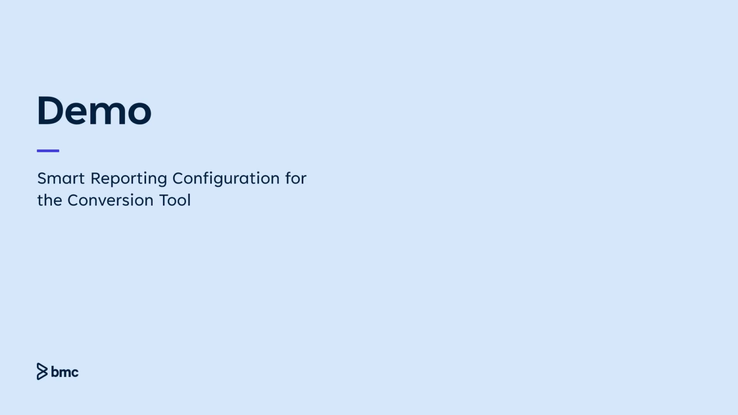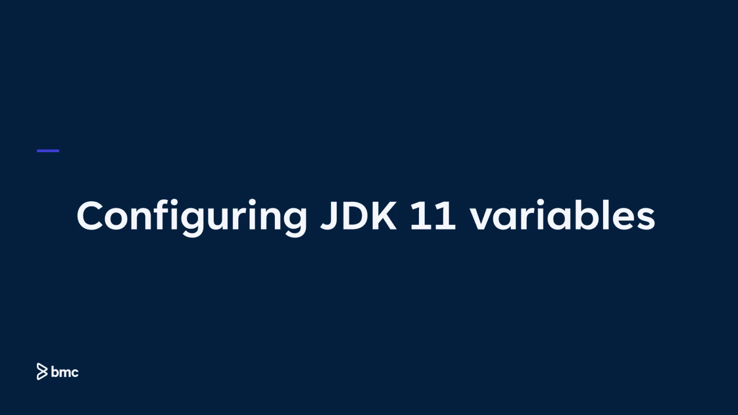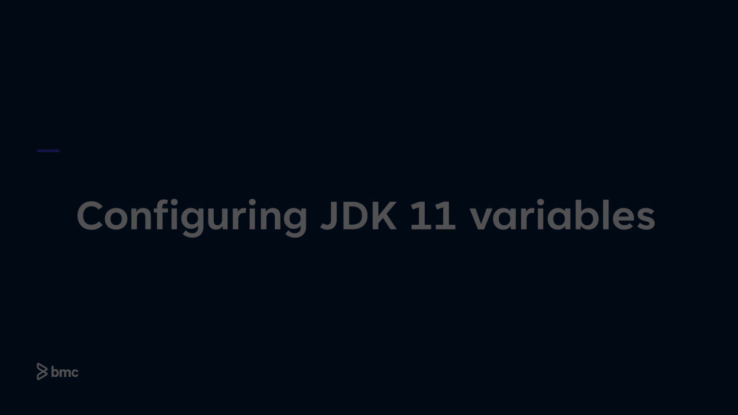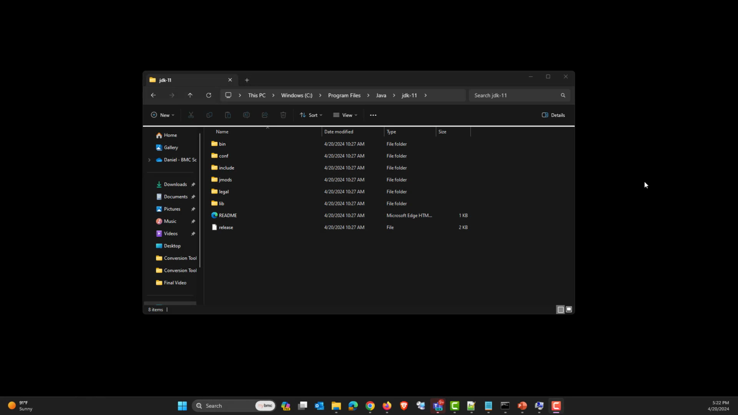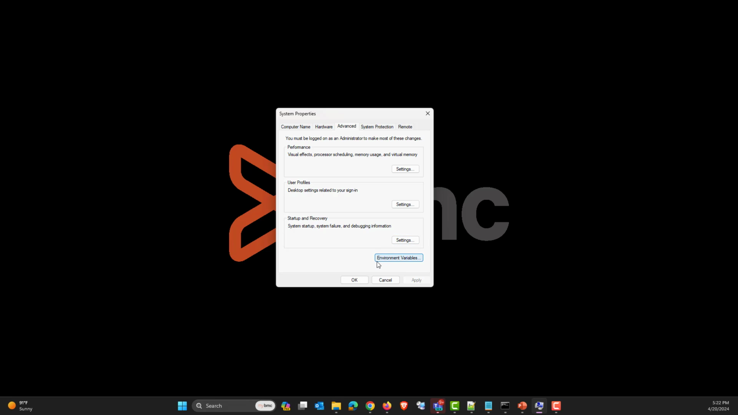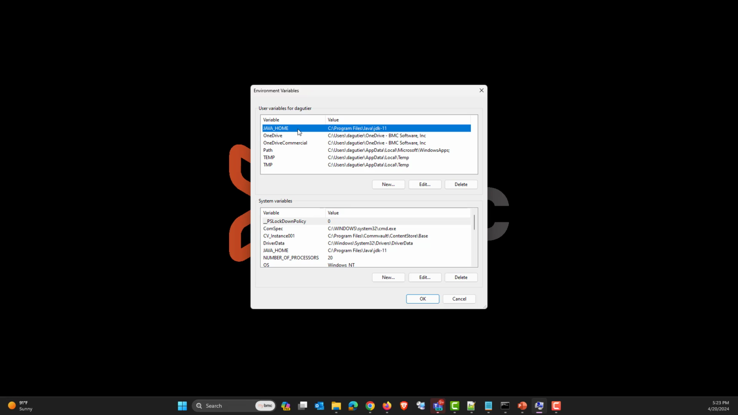In the following demo, we will replicate the configuration steps for Smart Reporting. Configuring JDK11 variables. Once you install JDK11, make sure to configure it on the environment variables of your operating system. Go to Environment Variables and add the JDK11 path for Java Home for your user variables and system variables.